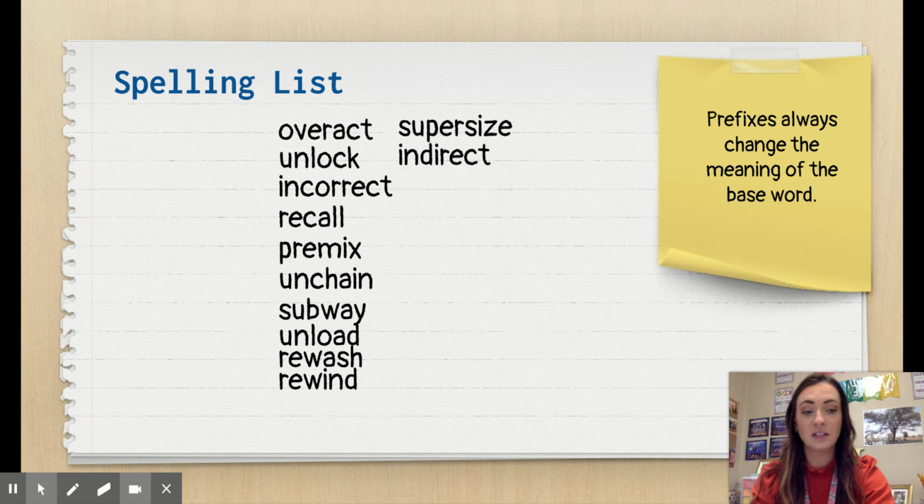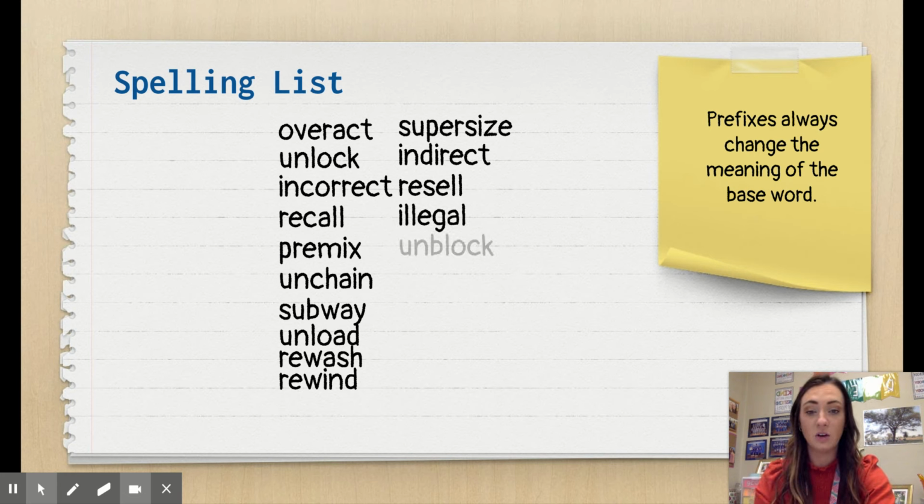Indirect, I talked about this earlier. It's the opposite of direct. So if something is direct, it's straight to the point. If something is indirect, it's not straight to the point. Resell, so you have something and you sell it again. You might have bought it and then you're going to resell it. Illegal, I also talked about this, something that is not legal.